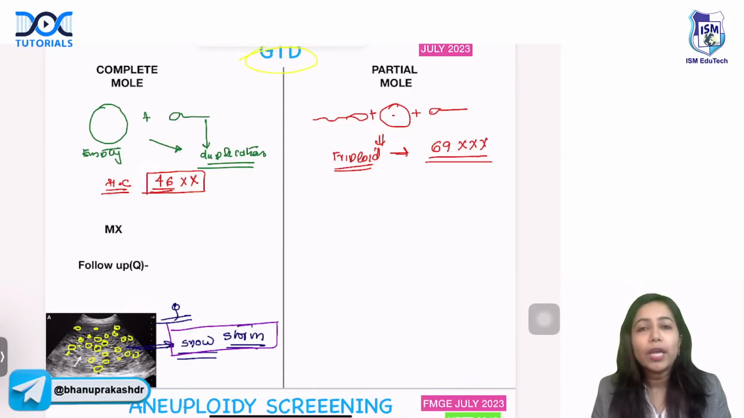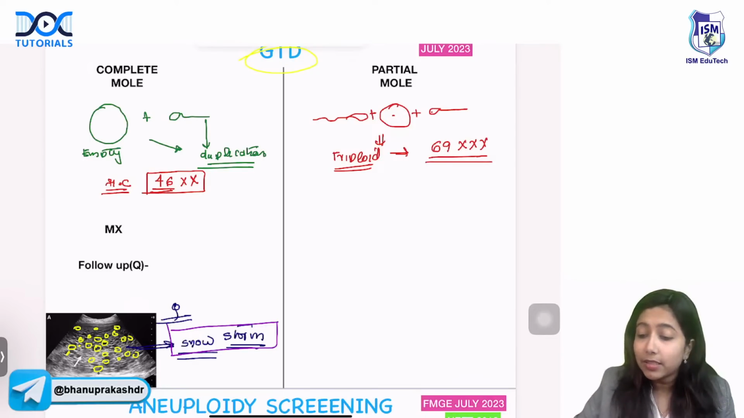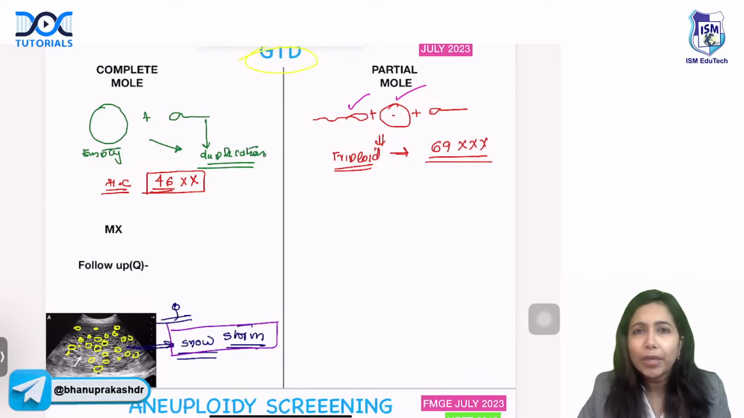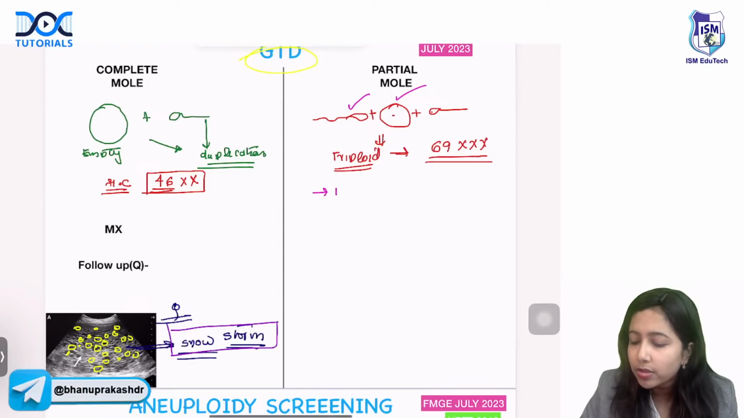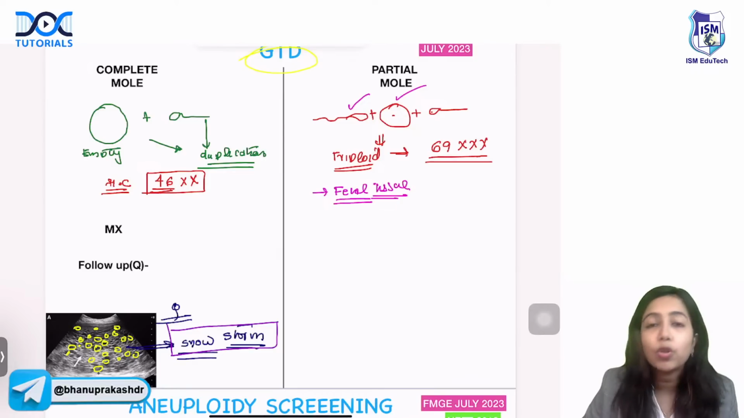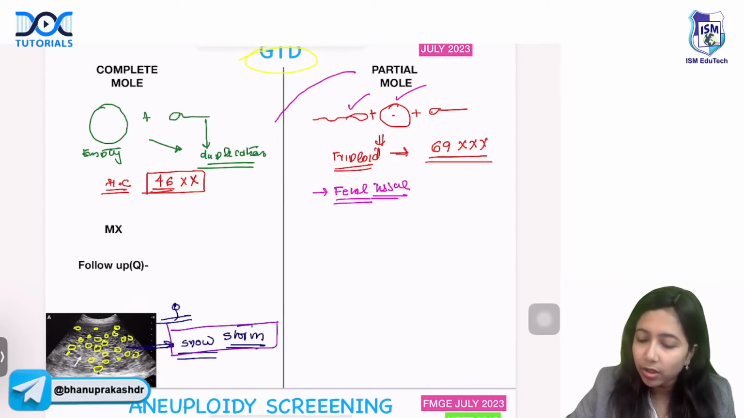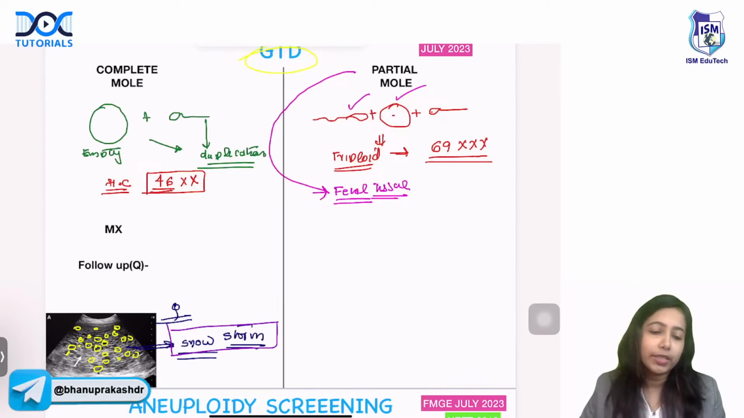All right. So in partial mole, basically there is some component from the father as well as from the mother. So in this, there can be some fetal tissue that is present. The question will give you fetal tissue is present. Instead of directly giving you fetal tissue, they will give you fetal RBC, fetal membrane, decidual membrane. Any part of fetal tissue is present. Understand that they are basically talking about partial mole.